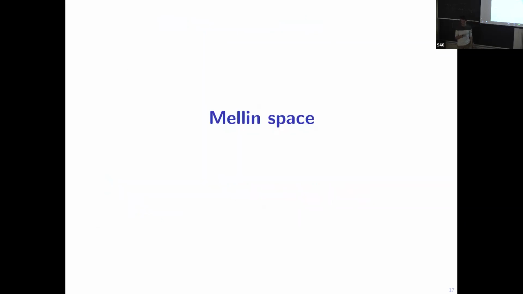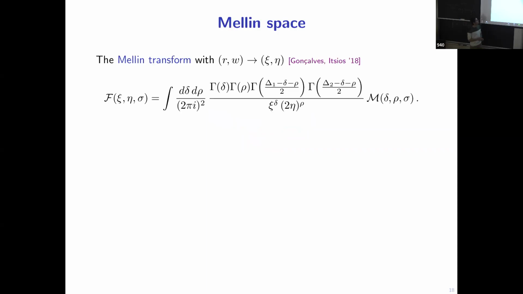But anyways, as I was saying, before finishing I would like to organize all these correlators in some way that makes more sense, or uncovers a bit some of the structure. And the idea is to go to Mellin space.